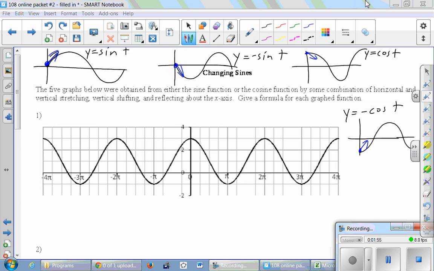So let's just take care of that for the functions on this page. So this graph right here, I would say starts at the top. There is only one graph up above that starts at the top. It's cosine. So I'm going to think of that one right there as being a cosine.